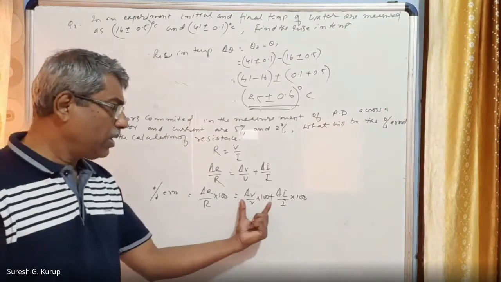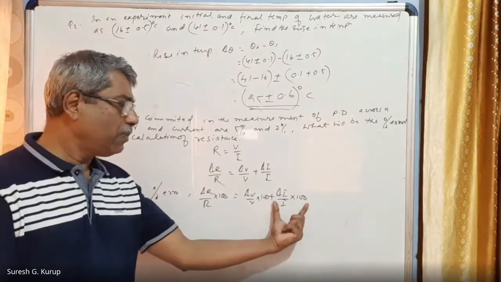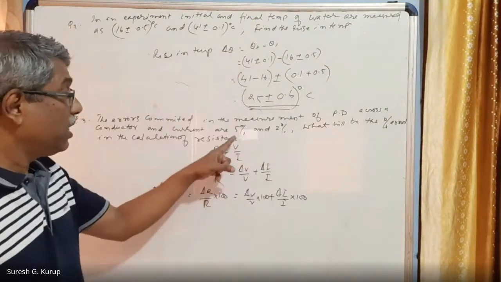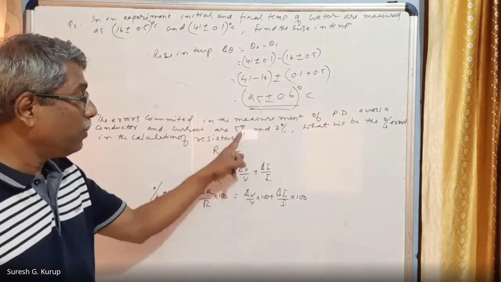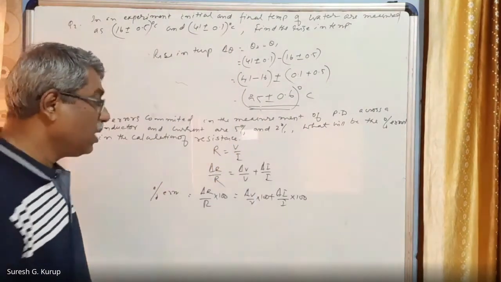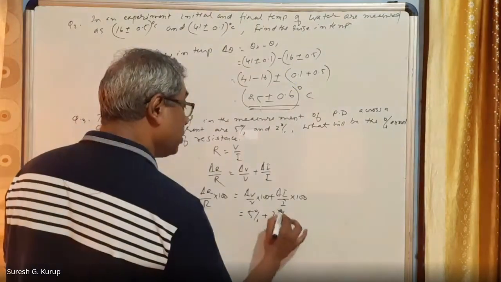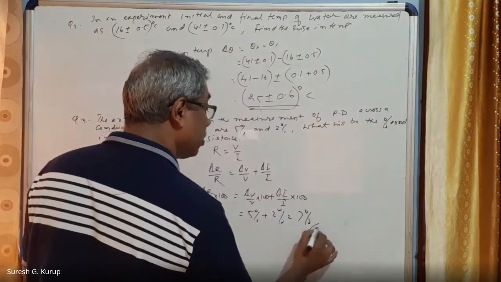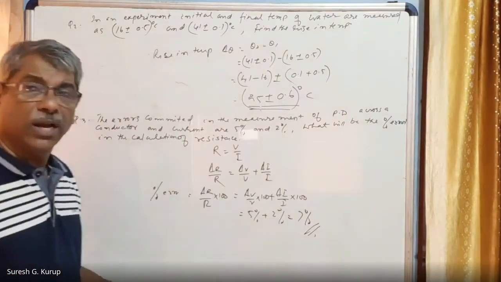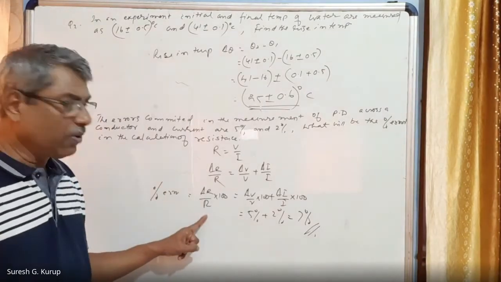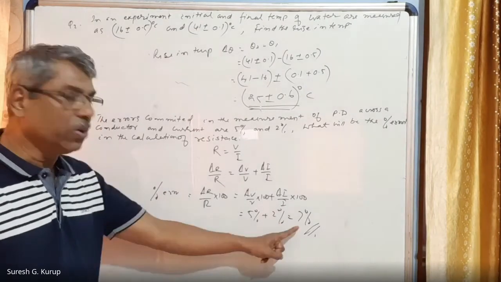This is the percentage error in potential difference, and this is the percentage error in the current. That is already given. What is that? That is 5%. This value is 5%. This value is 2%. Therefore, this is equal to 5% plus 2% is equal to 7%. So we can write finally the percentage error in the calculation of resistance is equal to 7%.